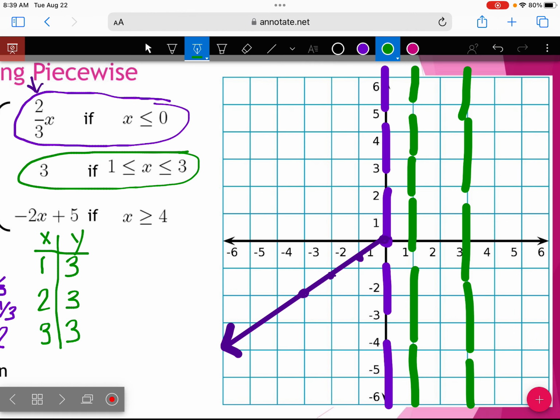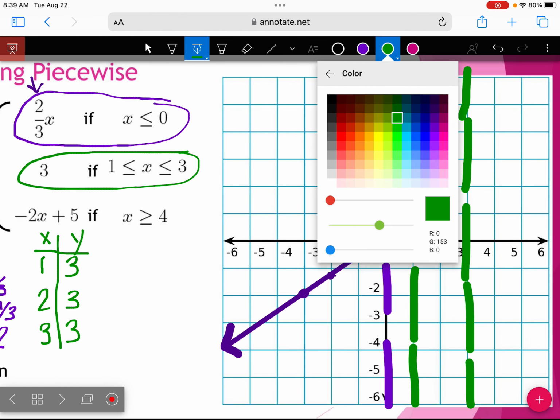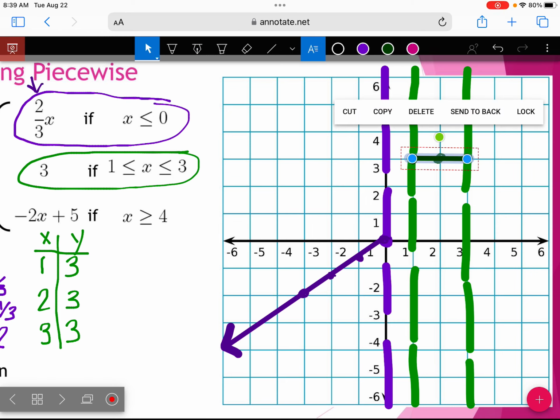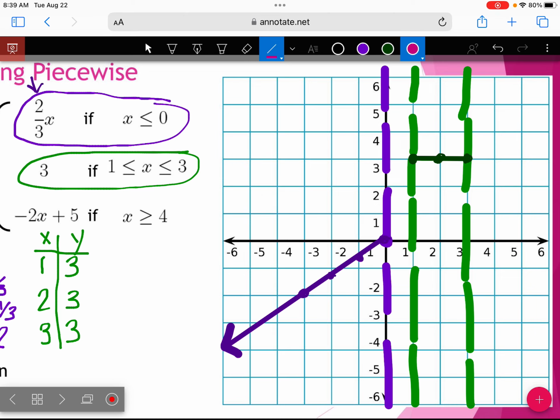And what it looks like is darker green: 1, 3; 2, 3; 3, 3. That's when we get a horizontal segment, a horizontal line. We have one more piece to do on this one.